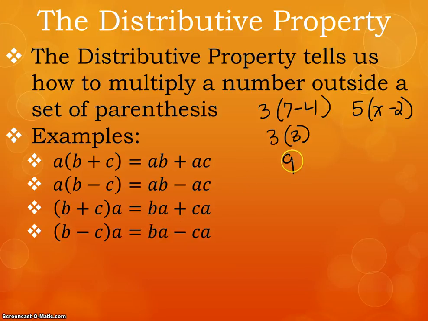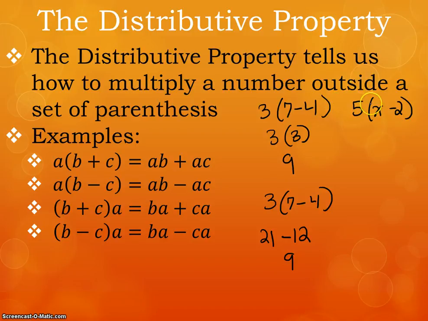So if we take a look back at the first example, we know that when we do 7 minus 4 we get 3, and then 3 times 3 is 9. Well, let's use the distributive property to get that same result. So we do 3 times 7, which is 21, minus 3 times 4, which is 12. And then 21 minus 12, lo and behold, is still 9.